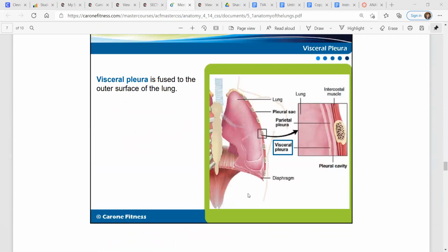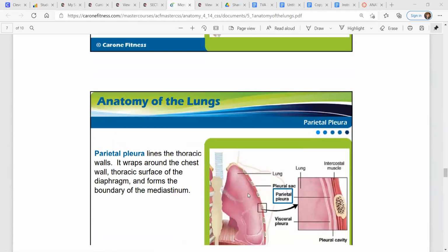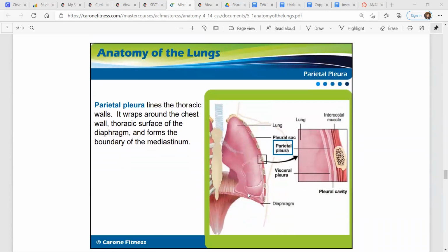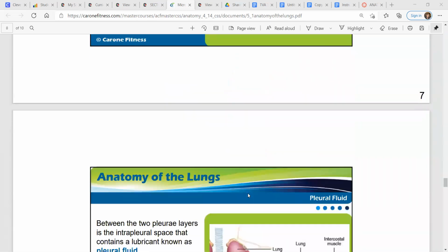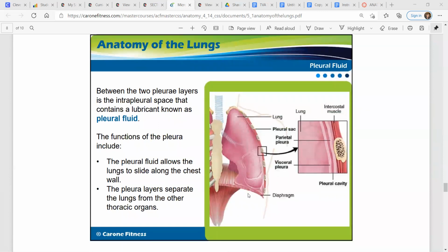Visceral pleura is fused to the outer surface of the lung. Parietal pleura lines the thoracic walls. It wraps around the chest wall, thoracic surface of the diaphragm, and forms the boundary of the mediastinum. Between the two pleurae layers is the intrapleural space that contains a lubricant known as pleural fluid.